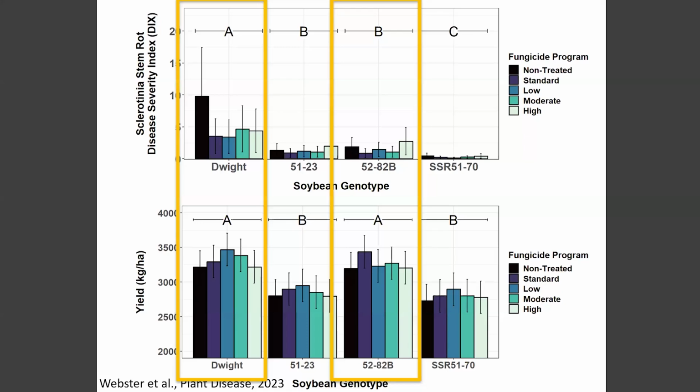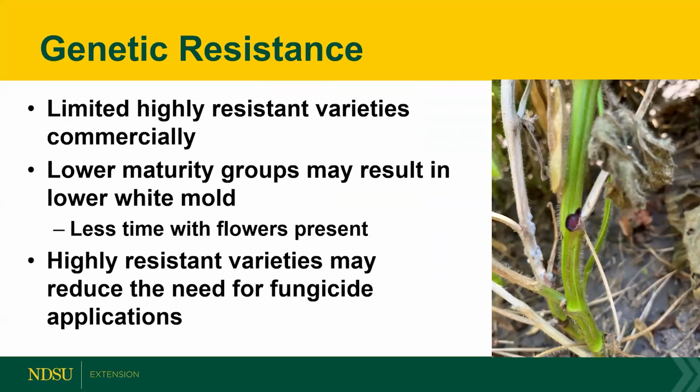Okay, it is possible, it is difficult, but it is possible to breed for this. And so there are becoming more options over the years. Now, genetic resistance, the problem here again is that there are very few highly resistant varieties. Some are able to fight it off.